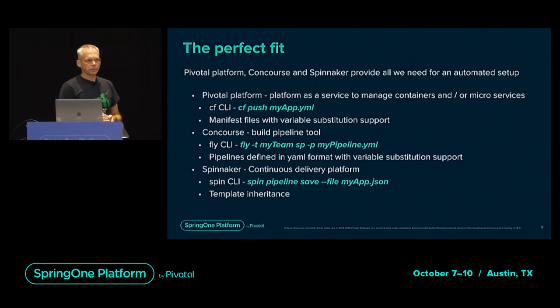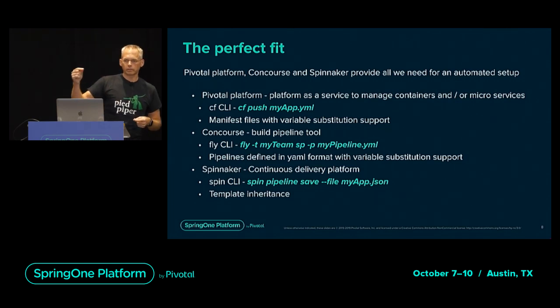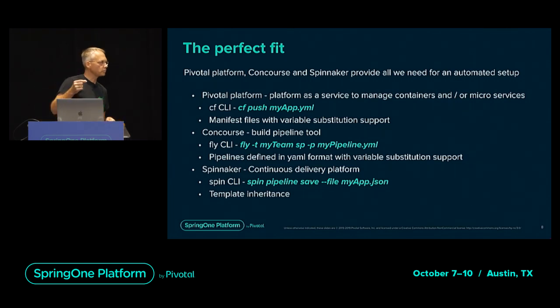What you can provide there is a manifest file. The manifest file describes how you want to deploy your application on the Pivotal platform, how many instances you want to start, what kind of application you are actually deploying, if it's a Java application, Node.js or something like that. And the manifest file provides variable substitution. So you have some kind of variable placeholders in the manifest file, and then you can inject variables into the manifest file and push. Using this, you can push your application to Pivotal platform. Concourse does exactly the same. It provides a fly command line interface. It also has a pipeline defined as a YAML file, and it also provides variable substitution.